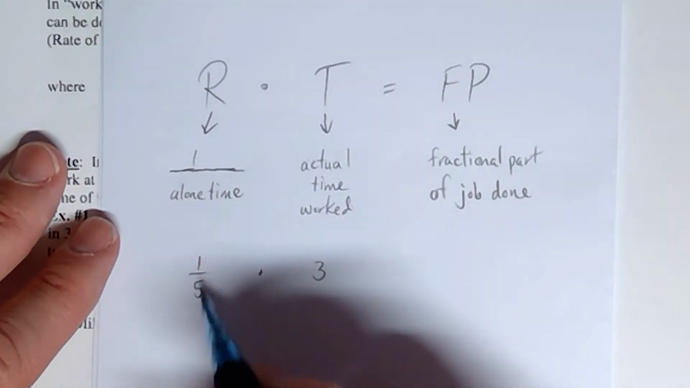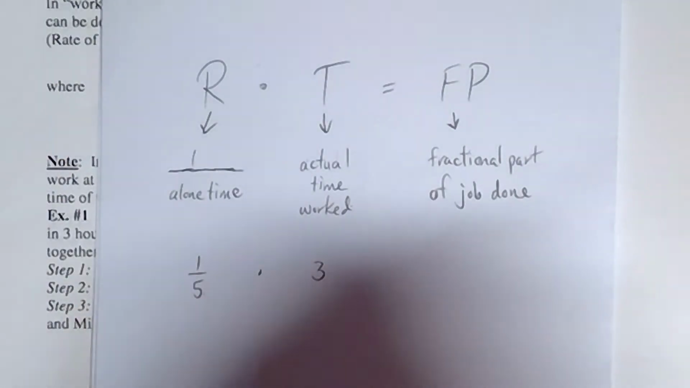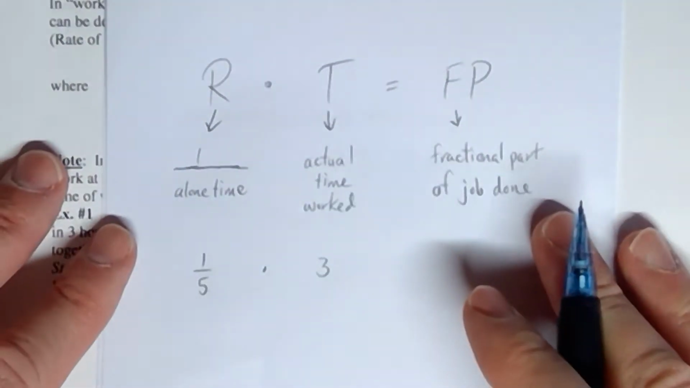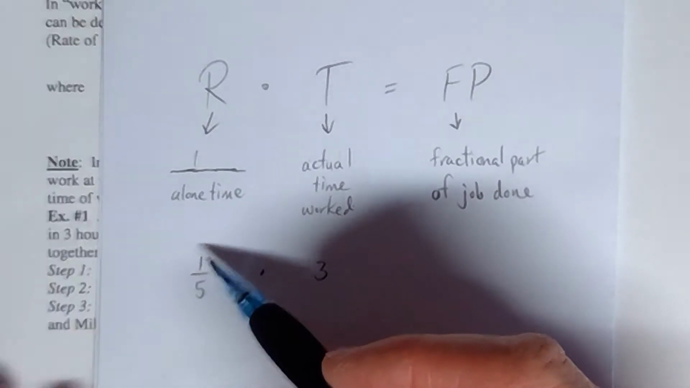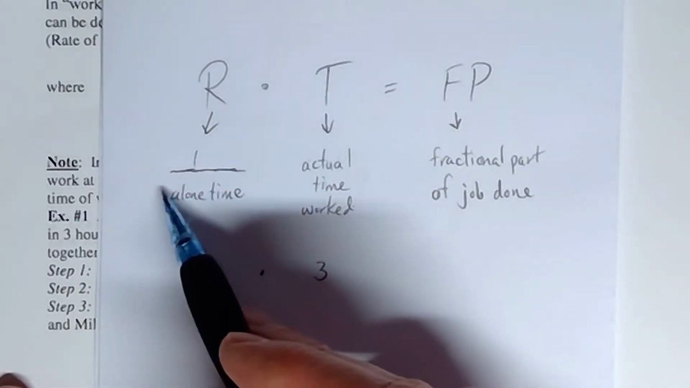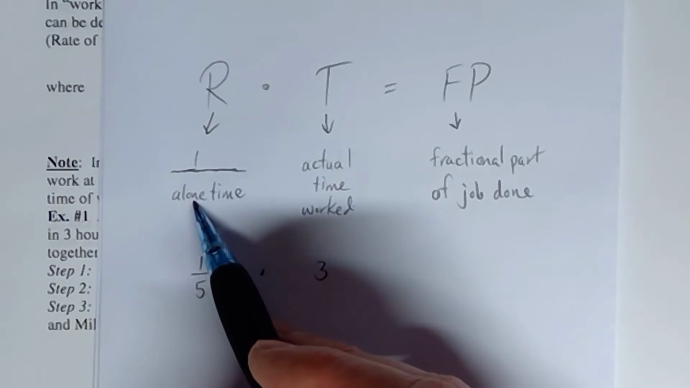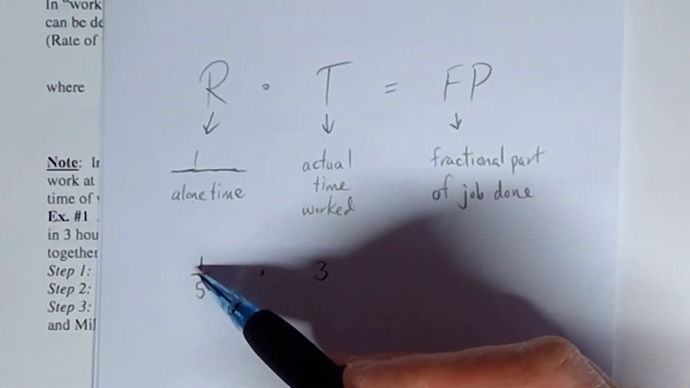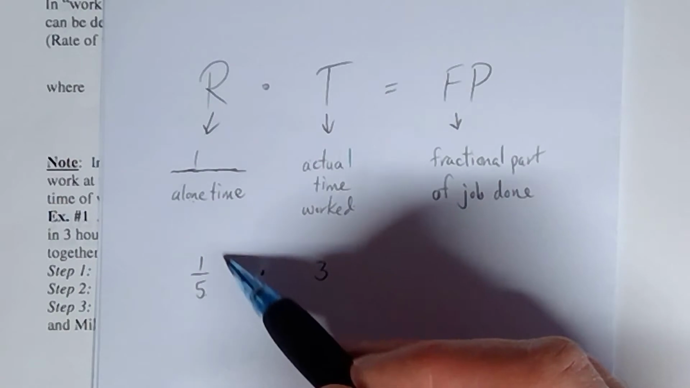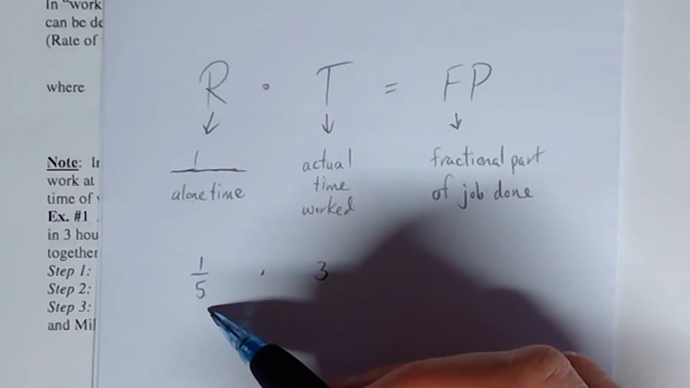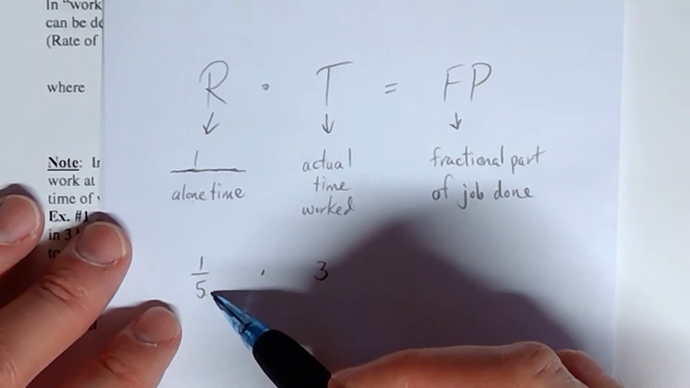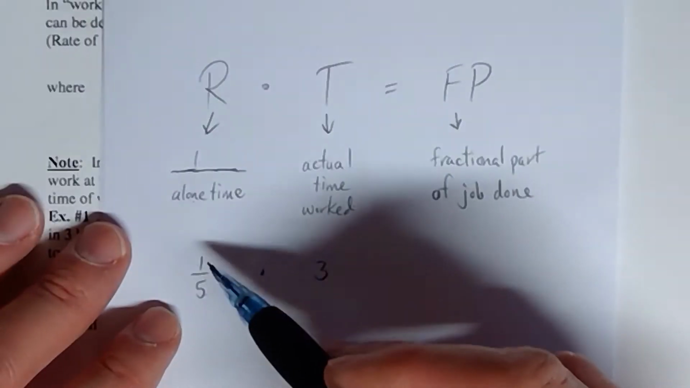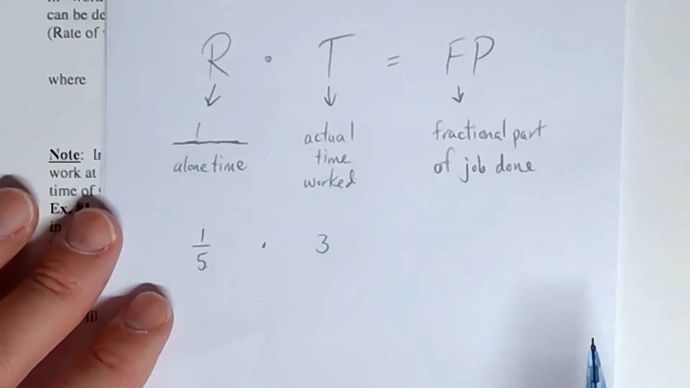If your rate of work is 1/5, and let me explain something about that here first. 1/5 is the amount of the house you could get done in 1 hour. So if the amount of time it takes you to paint the house alone is 5 hours, then your rate of work is 1/5. That means that that's the amount of the house that you can get done in 1 hour. Okay, so you can get 1/5 of the house done in the first hour. You can get 1/5 of the house done in the second hour. You could get 1/5 of the house done in the third hour.